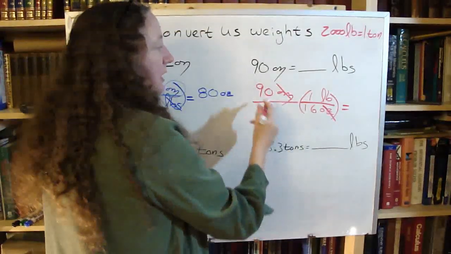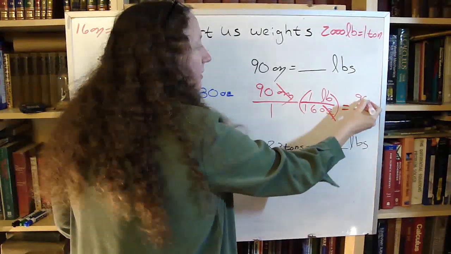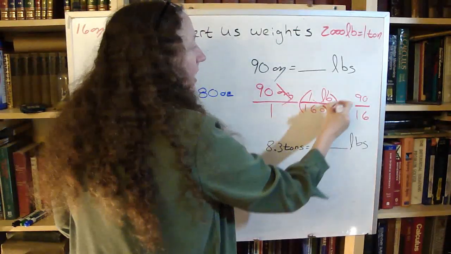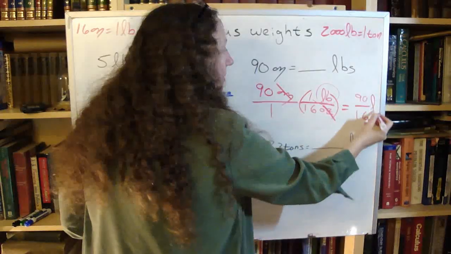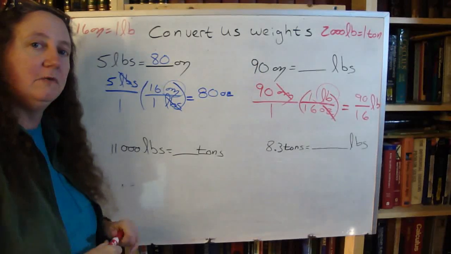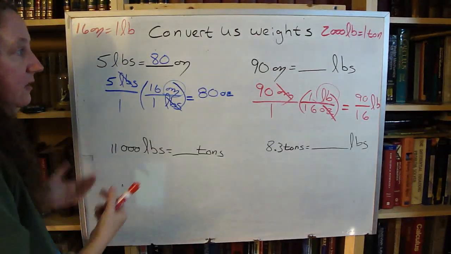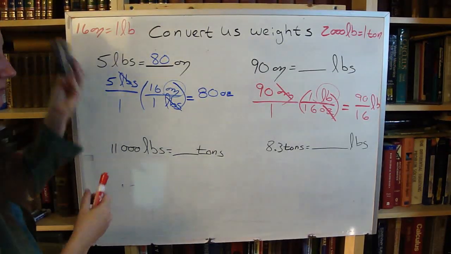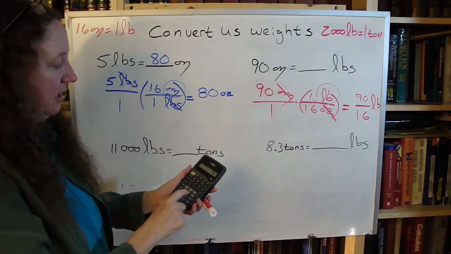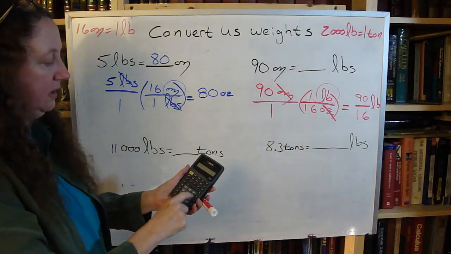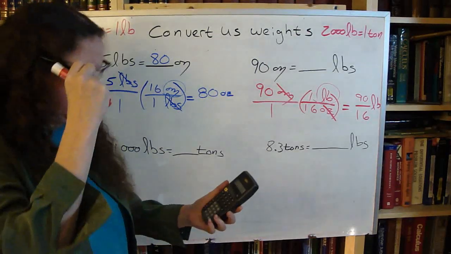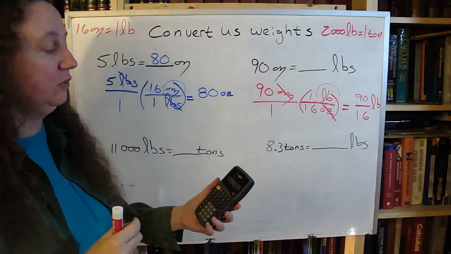Reduce. 90 times 1, 1 times 16. I have to hold on to my pounds. And I have 90 over 16. What is that as a number? Calculator time. 90 divided by 16 equals 5.625.